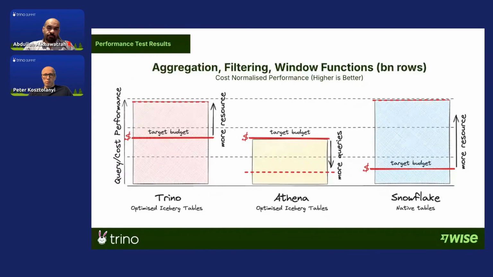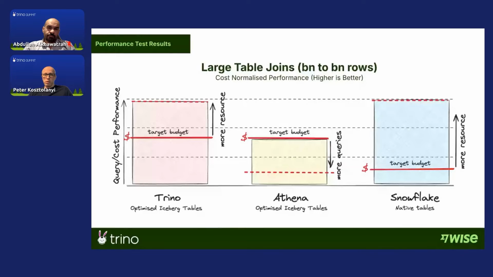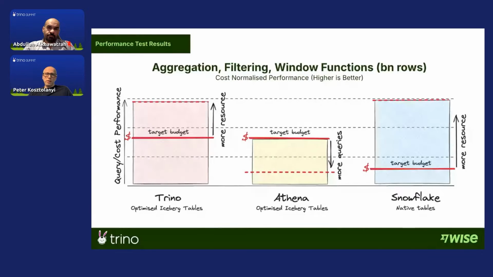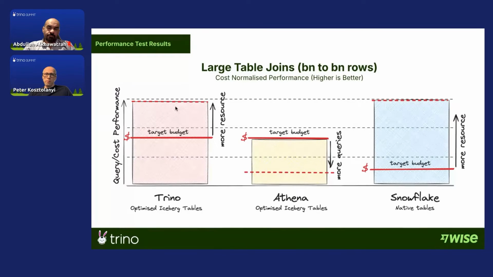So the next step was large table joins. It's pretty similar to the previous one. Trino and Snowflake give the same scalability capabilities that we want to have. The entry point for Snowflake is a bit more expensive.